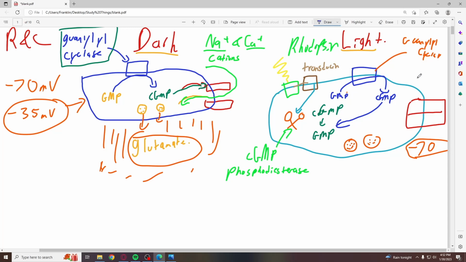What does this mean? This means that the normal resting potential for this one is going to be -70 because there's no cations coming in, and the synaptic vesicles stay inside and they're not being released. Glutamate is not being released, and that is important. Well, why did I say that? Well, this is how the cells interact.